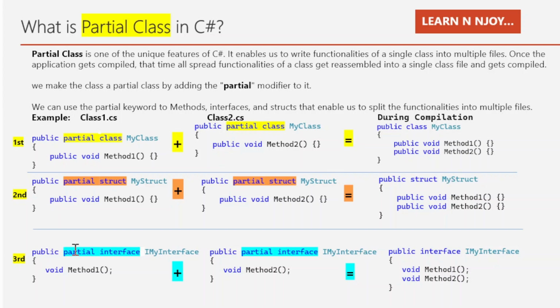For the third example, we have written a partial interface, public partial interface myInterface, that has void method 1, that is the method 1 signature. Similarly, we have written partial interface myInterface in the class2.cs file that has method 2, and when it gets compiled it will create one single file that has public interface myInterface with the method 1 signature along with the method 2 signature, right? Now we have understood what partial classes are in C Sharp and how we can write multiple partial classes, structs and interfaces.